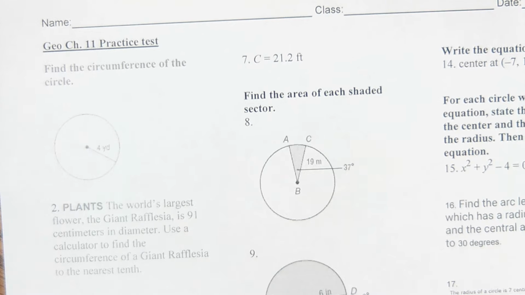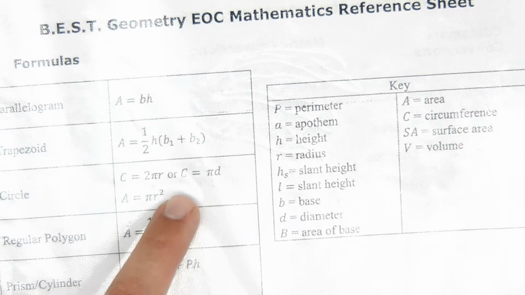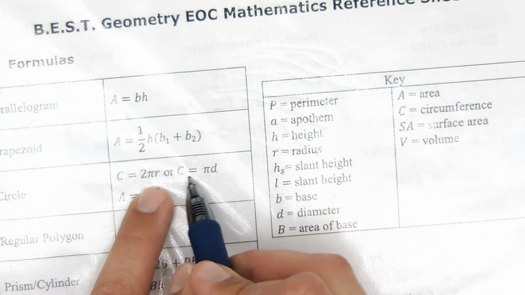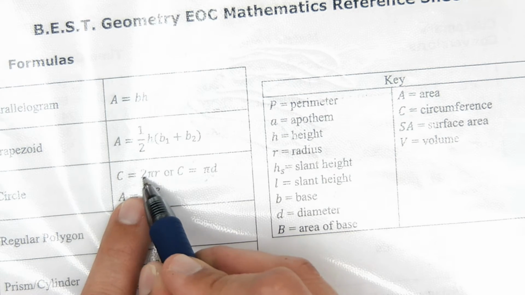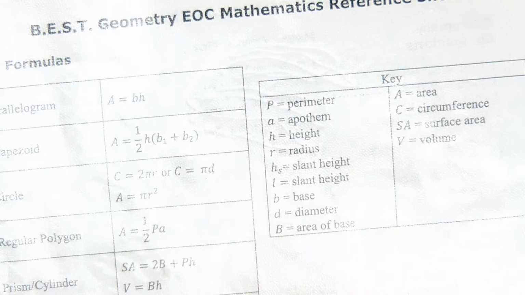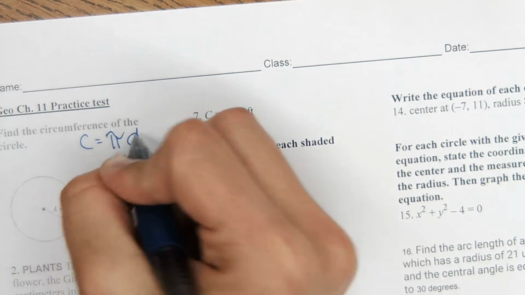So the first one, it says find the circumference of the circle. You probably have that equation memorized, but if you don't, it is on this reference sheet. It shows two equations for circumference of a circle. We've been using this one, pi times diameter, but this one's also accurate because 2 times the radius is diameter. But we'll just keep it consistent. Circumference equals pi times diameter.